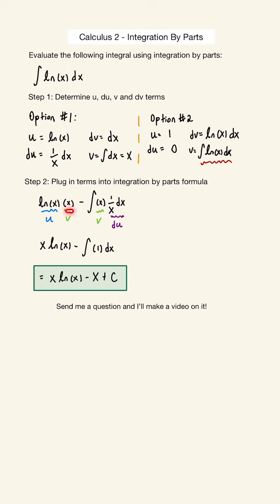where we'll have u, v, so the first part in our integration by parts formula to be ln of x multiplied by x, and then we'll subtract it by v du, or x, 1 over x dx.